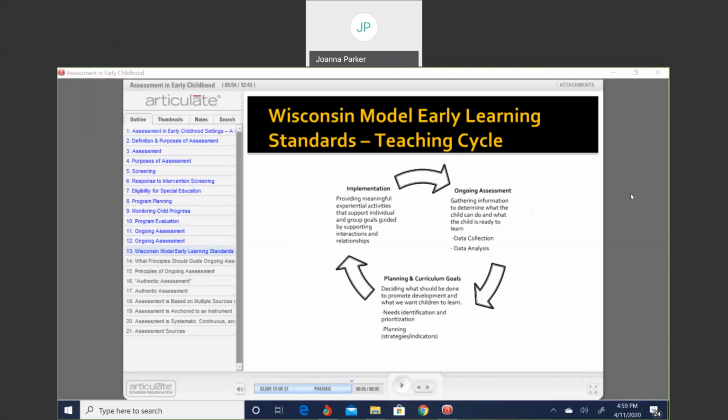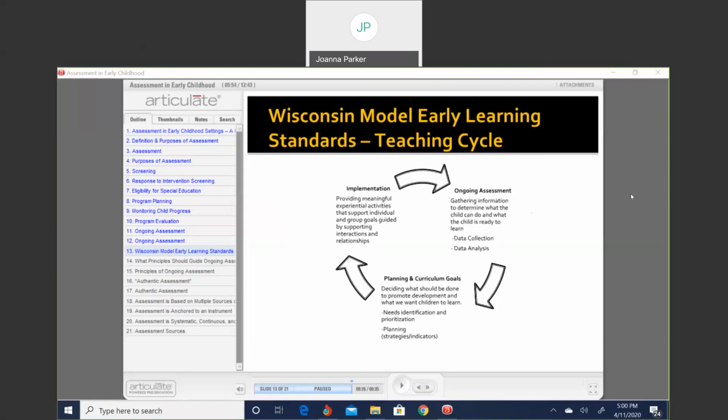So I'm pausing here for a moment because the teaching cycle is something that I've talked to you about at length. It is an approach that is included in a number of state early learning standards. It's also referred to and is similar when we're talking about the assessment cycle. However, this particular presentation was developed as part of the state training on the Wisconsin Model Early Learning Standards, which is why that's being referred to. But I don't want you to think that this is only applicable in terms of the state of Wisconsin and their standards.